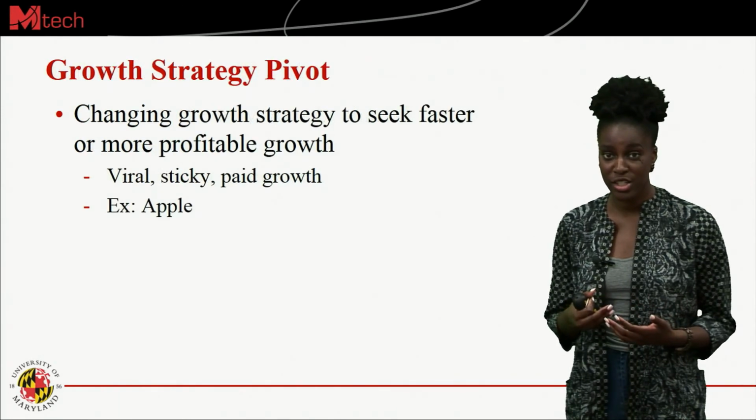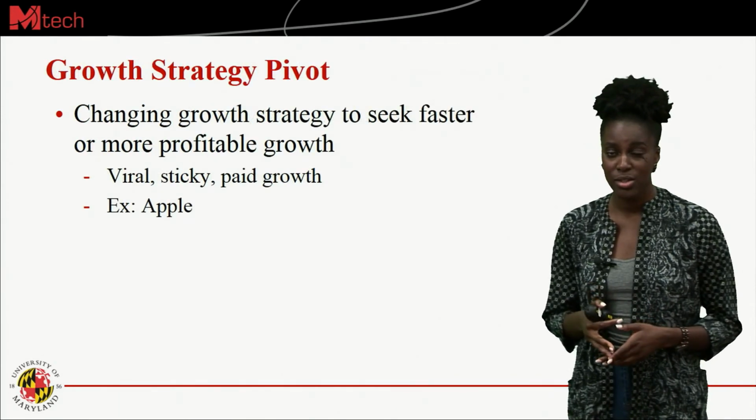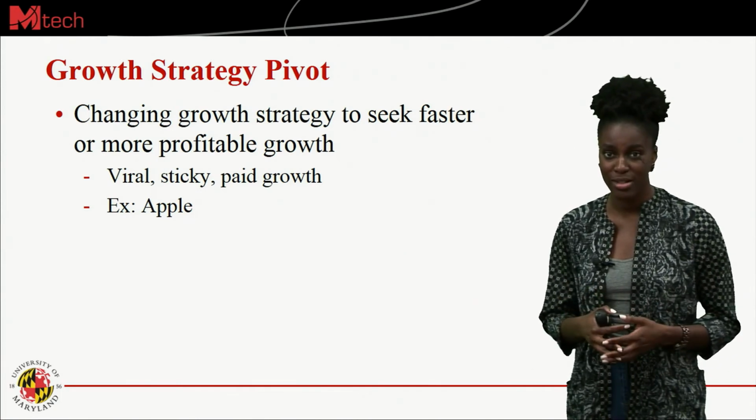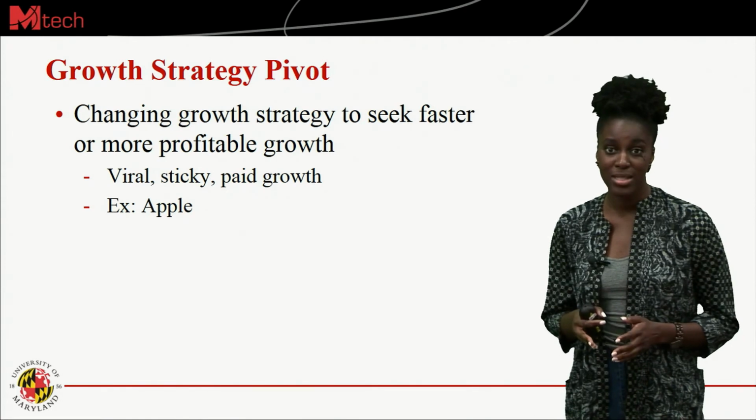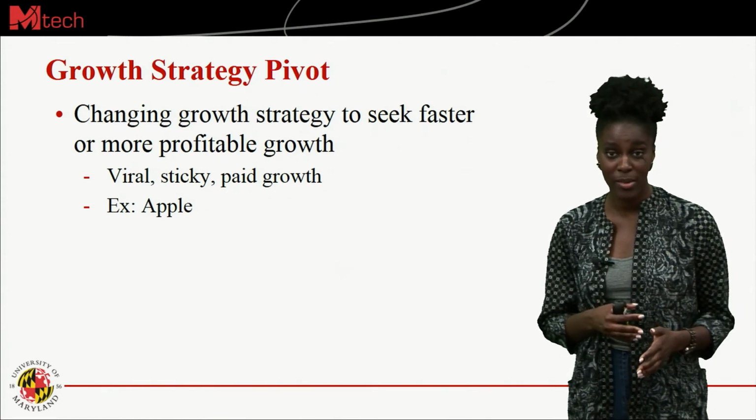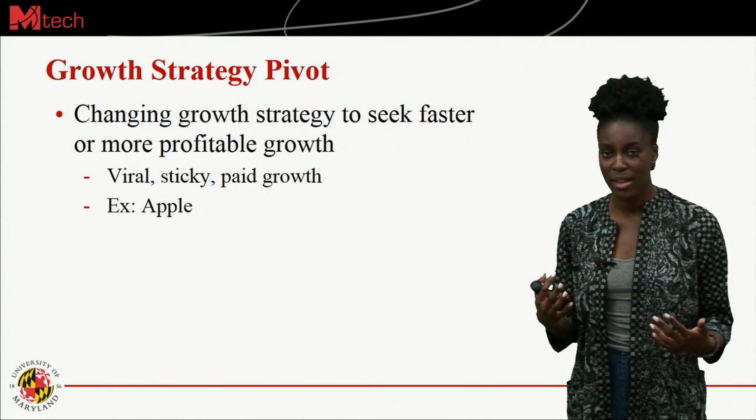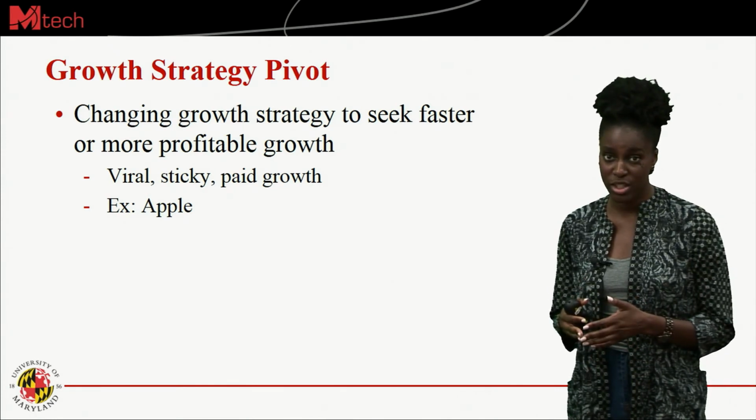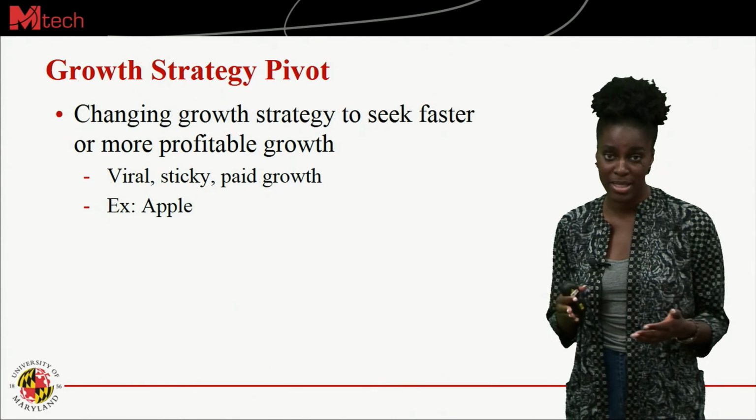A growth strategy pivot is specific to marketing. So that's when you look at different ways that you can attract your customer to your product or service. So Apple does this a lot, where they start with a viral marketing campaign, which focuses on gathering the interest of early adopters. And then they switch to a paid strategy where they're really focusing on the broader mass market.